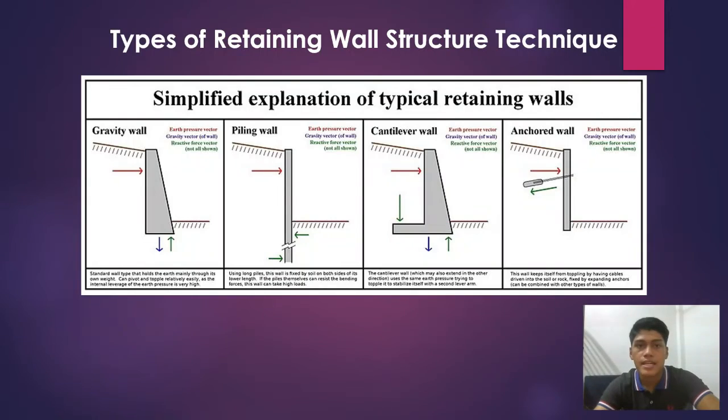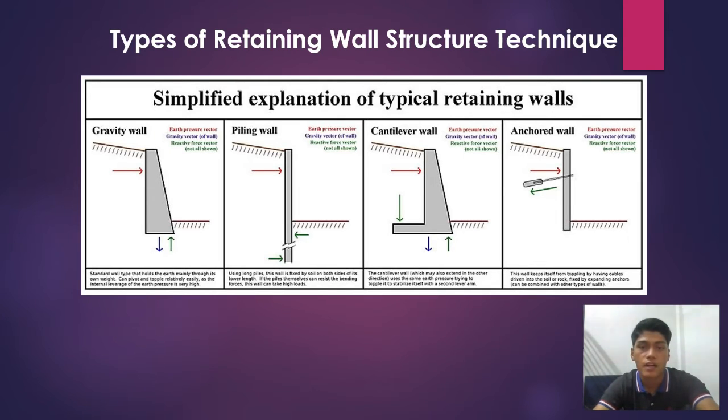So next is the type of retaining wall structure technique. First we have gravity wall, which is a form of regular wall that supports the ground mostly by its own weight. Because the internal leverage of the pressure is so significant, it can pivot and topple very quickly.